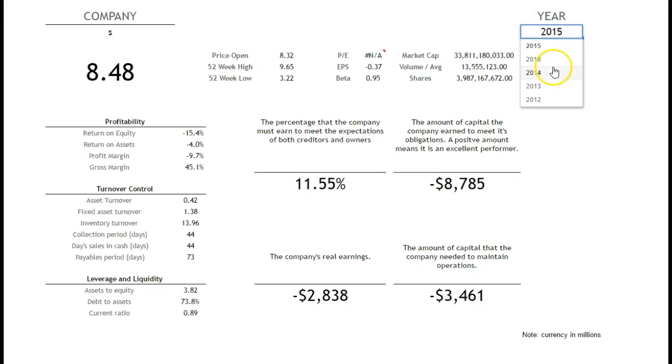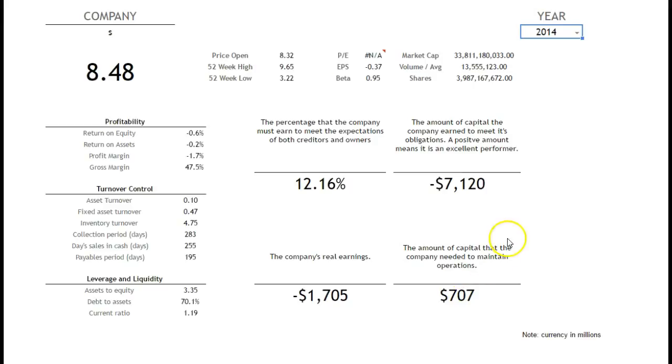And also another bad year. 2014: 12%, -7, -1. Here we have a positive number, which tells me that in 2014 the Sprint company had enough or excess capital that they were able to run their operations and still had some capital left over. This is a good thing. However, the fact that they have negatives here and negative earnings tells me that it was a good year in one item, but overall it was a bad year.